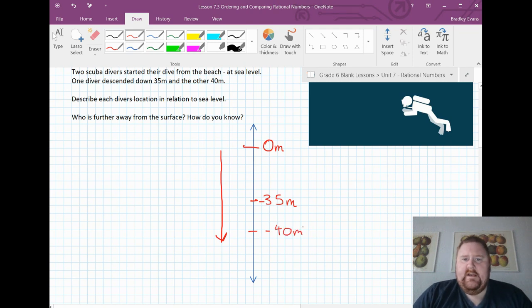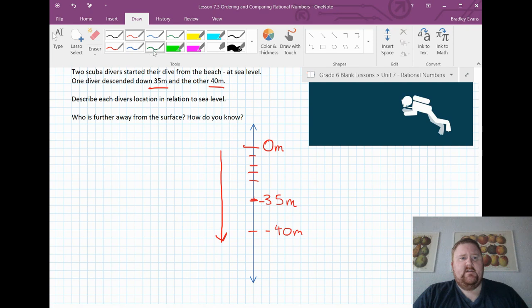Now, how did I know where to put each of these? What I could have done is I could have put 5, 10, 15, 20, all the way down. Although I look and I notice that 35 meters is not as deep as 40 meters. So I put 35 meters a little bit closer to 0.